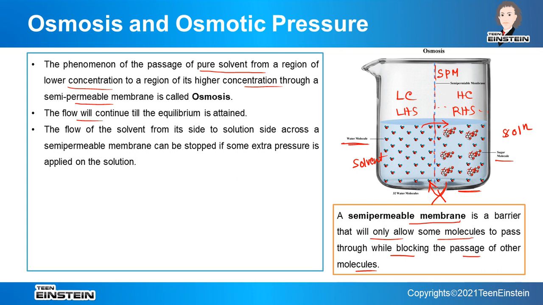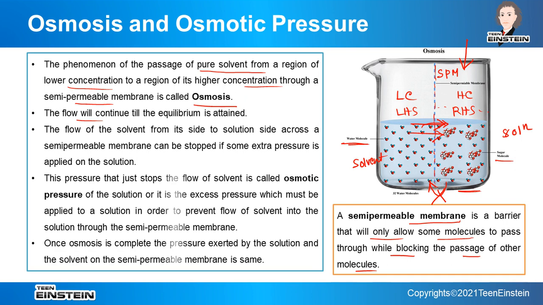But suppose we want to stop this process. Obviously we have to put some extra pressure on the solution side, so that we can stop this movement. Okay. This extra pressure that we have to apply on the solution side is actually the osmotic pressure. So the process is osmosis, and the extra pressure that we have to put so that we can stop this process is known as osmotic pressure.